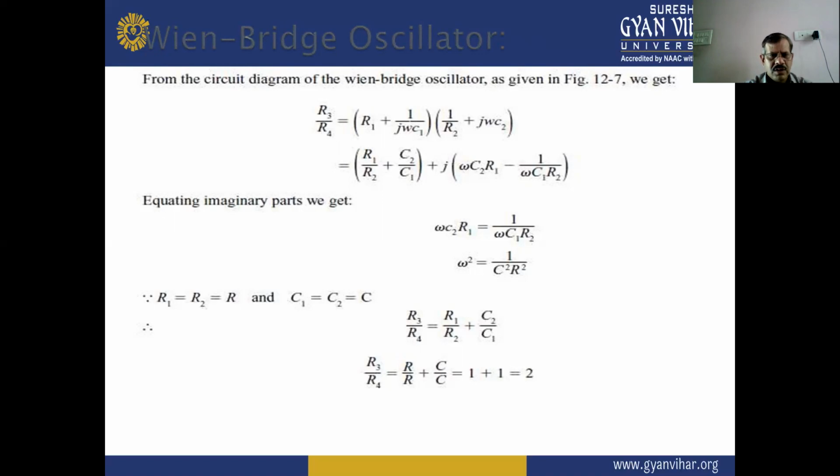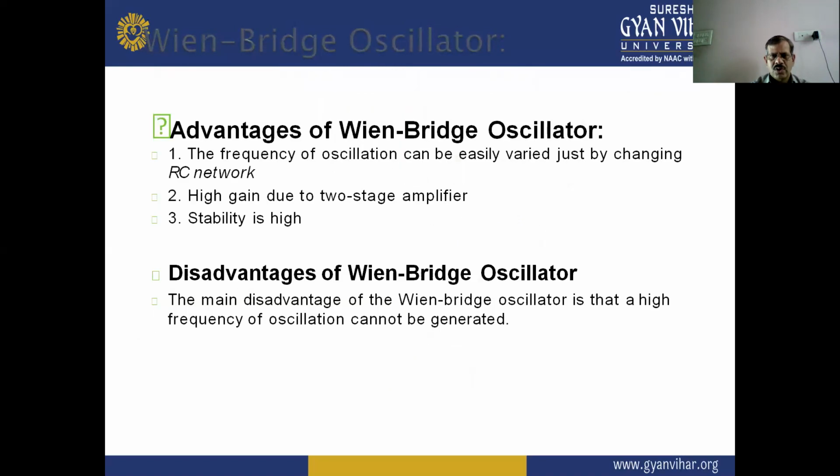And because R1 equal to R2 equal to R and C1 equal to C2 equal to C, we have R3 upon R4 equal to R1 upon R2 plus C2 upon C1. So R3 upon R4 equal to R upon R plus C upon C equal to 2.